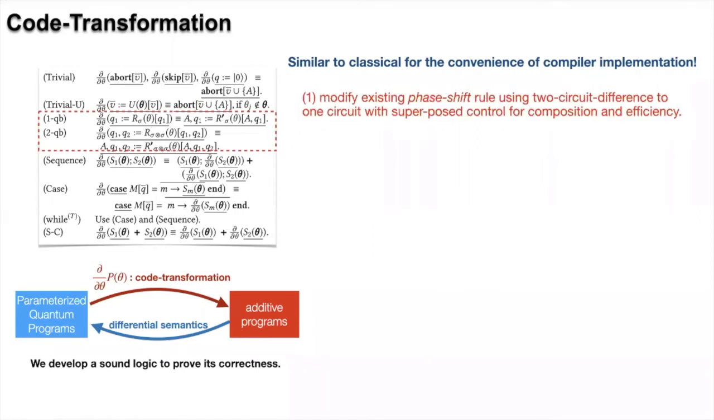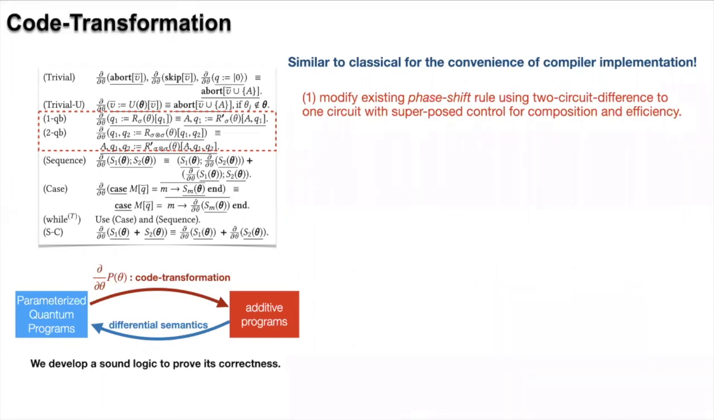The first part is the very basic, where we're talking about single or two-qubit quantum operations. For those basic gadgets, we actually need to modify the existing ones with something called the phase shift rule, so that instead of using a two-circuit difference, we only have one circuit with superposed control for the same purpose. And this is important for composition and efficiency.